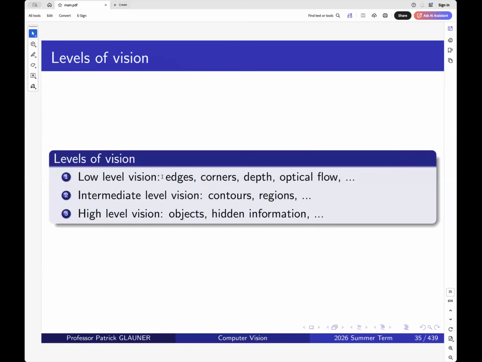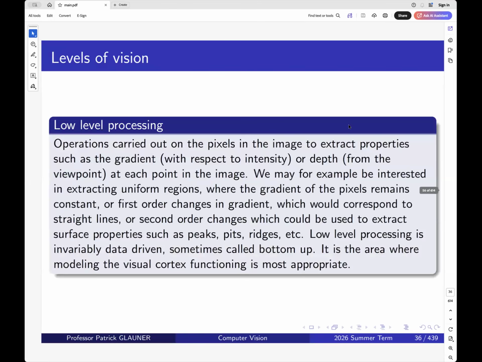Now, in this course, we will look at all three levels of vision. We will start today with low level vision, because we want to see, for example, edges, simple features. Next week, we'll look at slightly more complex features like corners. We will see contours and regions. In a few weeks' time, we will see how we can detect objects. So step by step, this will become more complex. Depth and optical flow will come a little bit later in this course because they are not the primary concern of the initial introduction to computer vision.